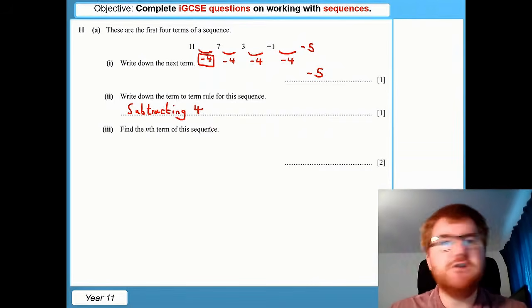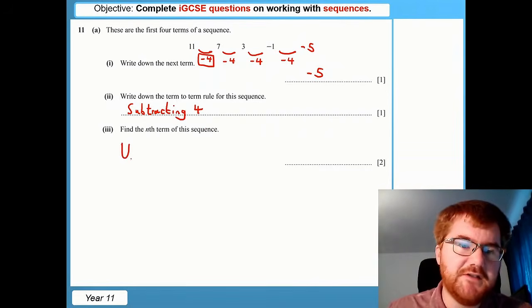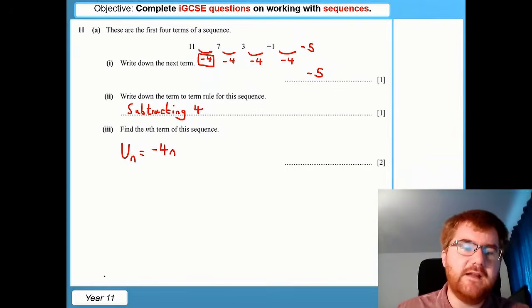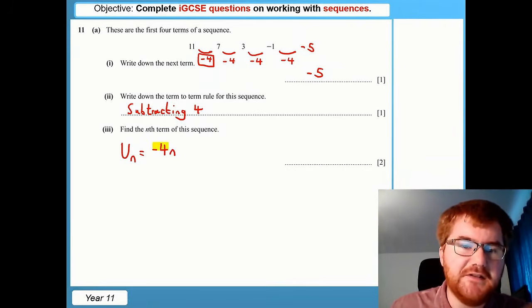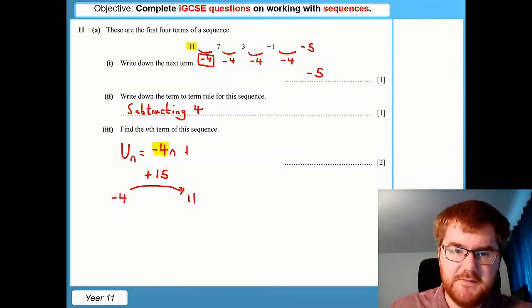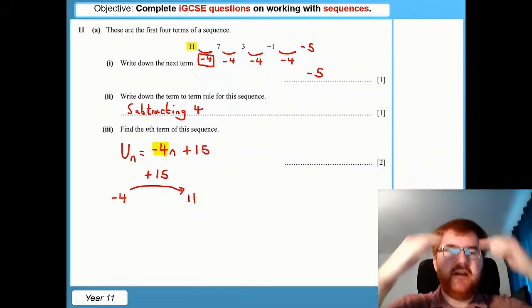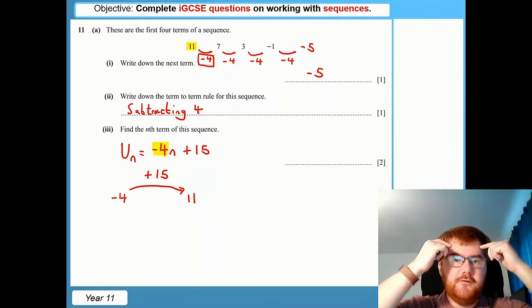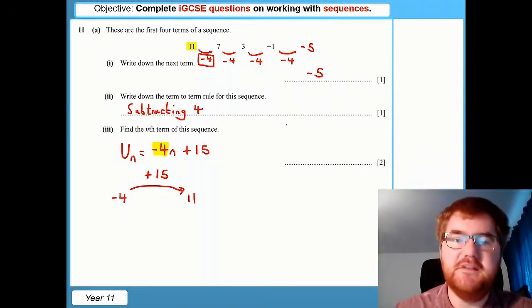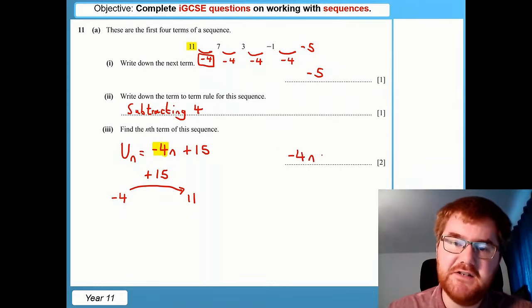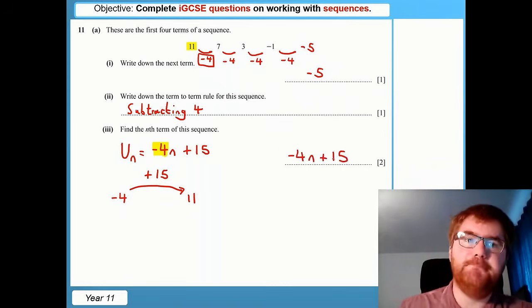Now the nth term we do just like the previous question. So first of all, we take that minus 4, we put an n next to it, and then we look at that difference. So we look at the minus 4, we look at the 11, and then we say to ourselves, what do you do to minus 4 to get to plus 11? Well, that's going to be plus 15. So this is where that 15 comes from. I'm thinking in my mind here, what do I do to minus 4 to get to 11? Well, that's going to be 15. So that's our answer, minus 4n plus 15.